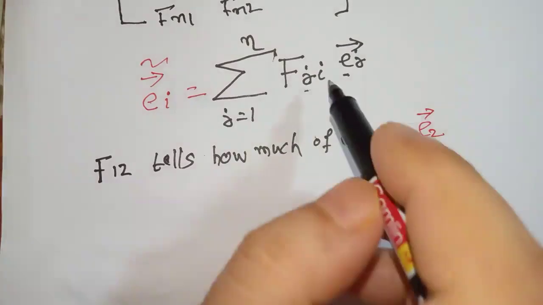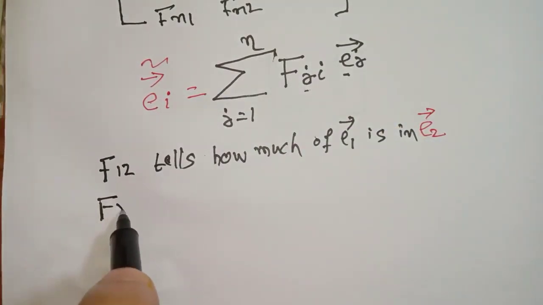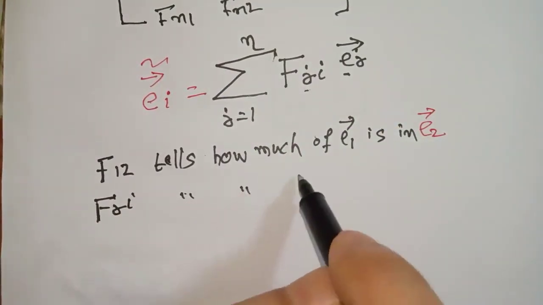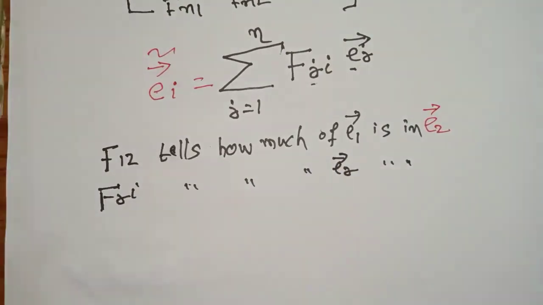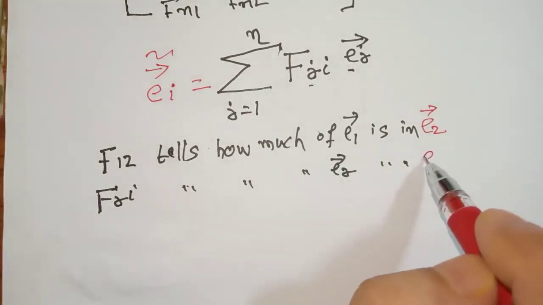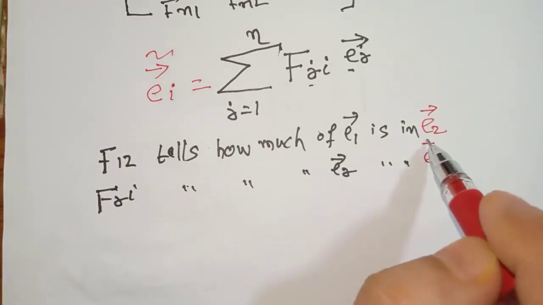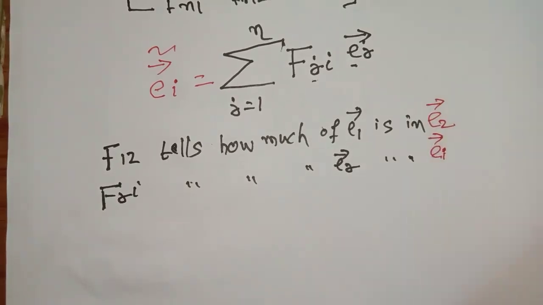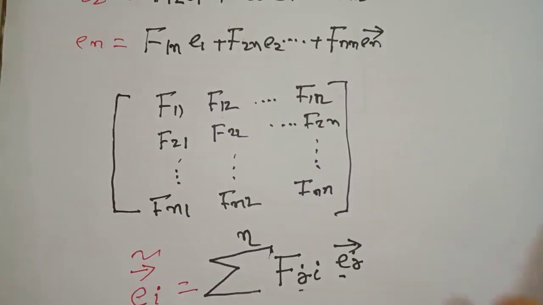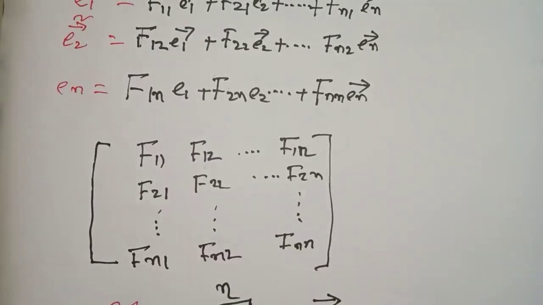And F_ji tells how much of E_j is in the output vector E_i tilde, right? I think we got it quite correct over here. So this is basically the forward transformation, which takes place in this way. So we have done the forward transformation.